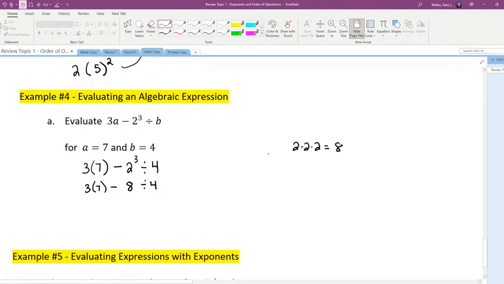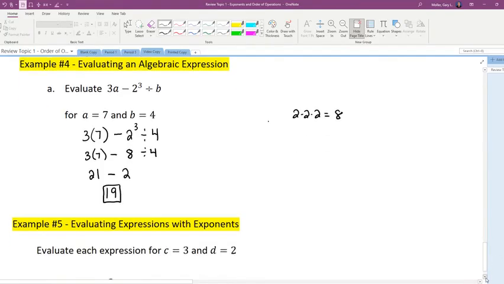So as I analyze this problem, I have 3 operations. I have a multiply, a subtract, and a divide. So the subtract is the last thing I do. And so I'm going to do the 3 times 7. That's 21. And I'm going to have the minus. But now I have an 8 divided by 4 I need to do. And 8 divided by 4 is 2. Multiply and divide before subtract. So 21 minus 2 becomes 19.